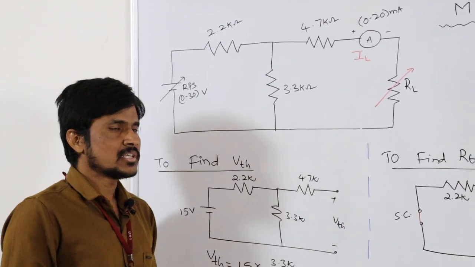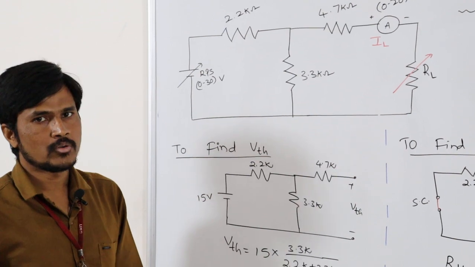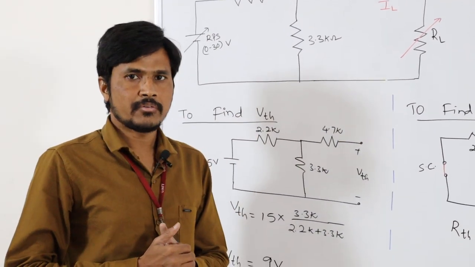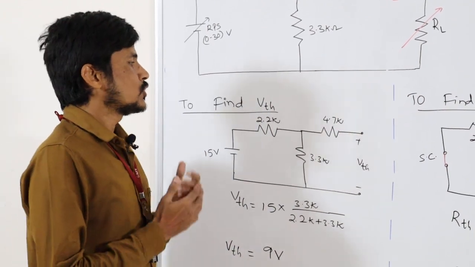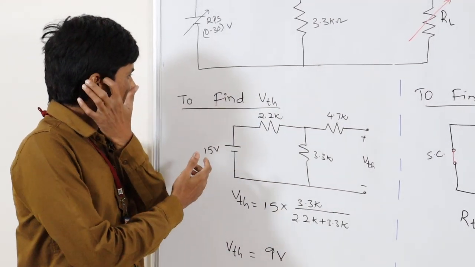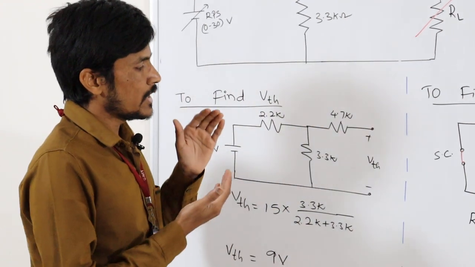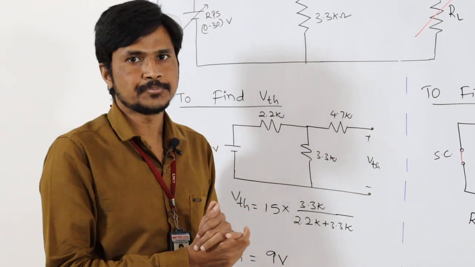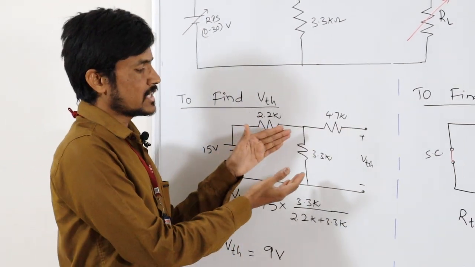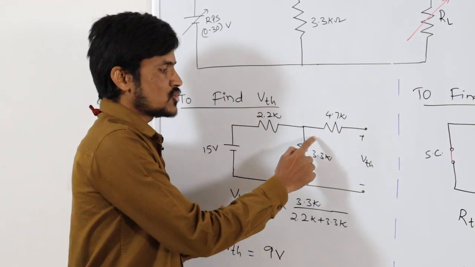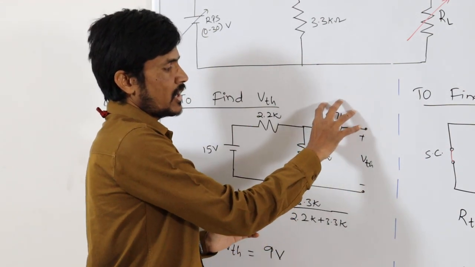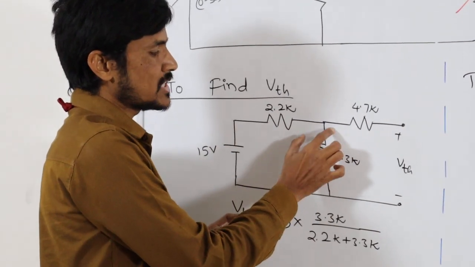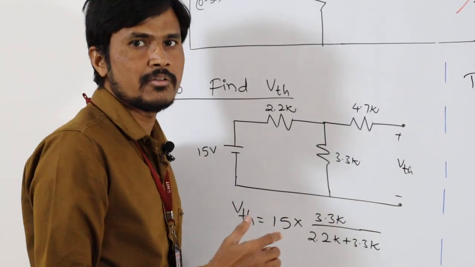In Thevenin's theorem, as we know, first we find the Thevenin's voltage and Thevenin's resistance, and then we draw the equivalent circuit. To find the Thevenin's voltage, we open circuit the load resistance and find the voltage across the open circuit terminals. If it is open circuit, the branch with 4.7 kilo ohms carries no current. So, directly you can find the voltage drop across 3.3 kilo ohms, that is nothing but VThevenin.